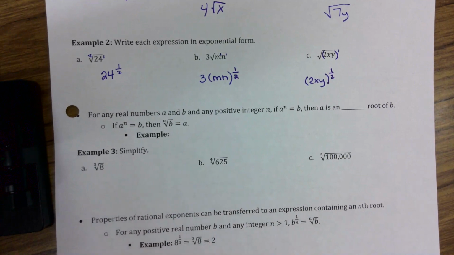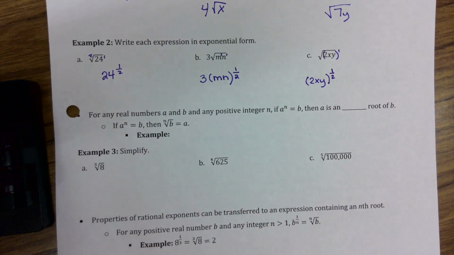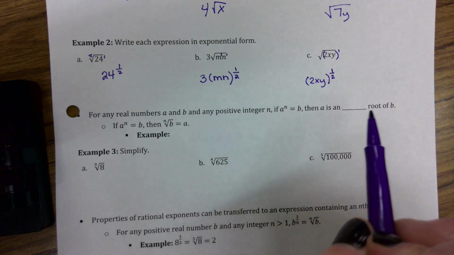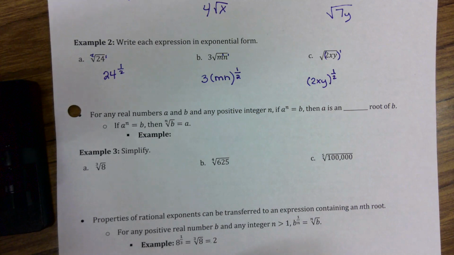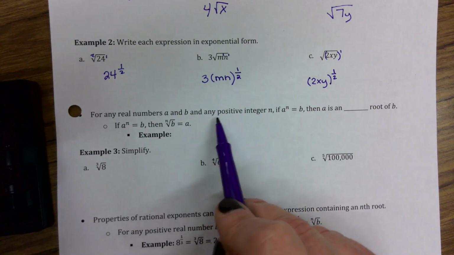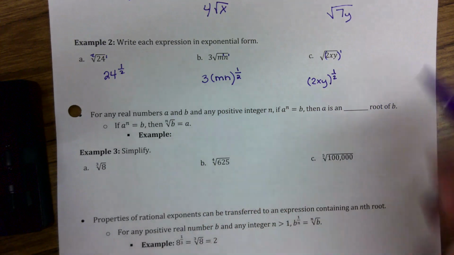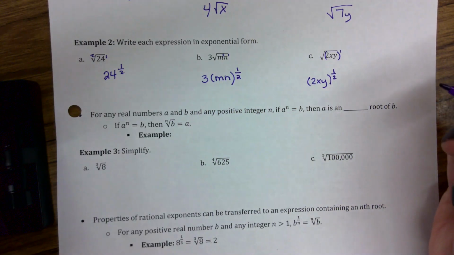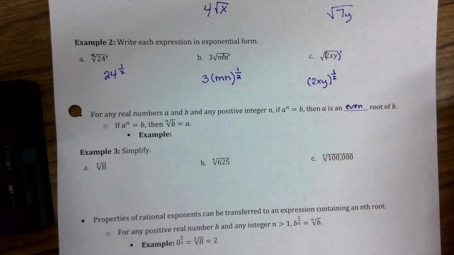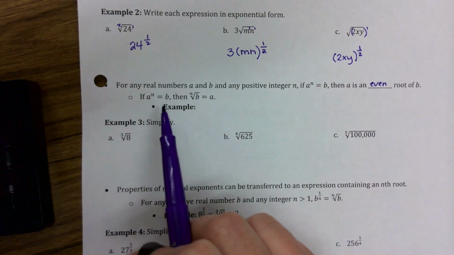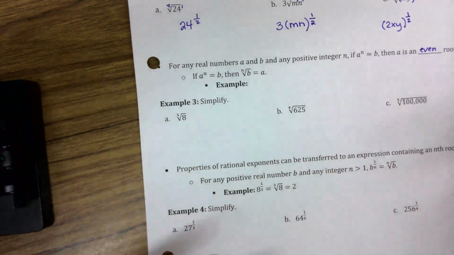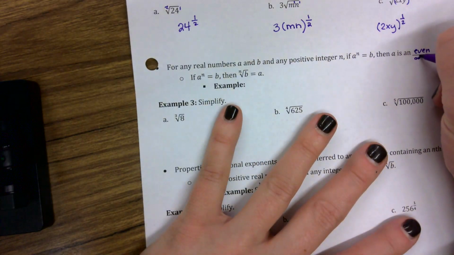It says for any real numbers a and b and any positive integer n, a to the n equals b if a is an blank root of b. For any real numbers a and b and any positive integer n, if a is a square root, this is an even root. So for example, a to the n equals b, then the nth root of b equals a. So here should be an even or odd root.